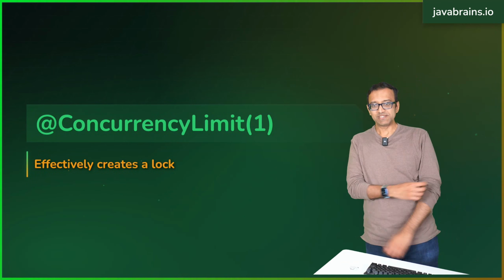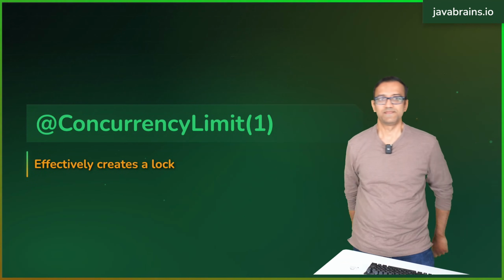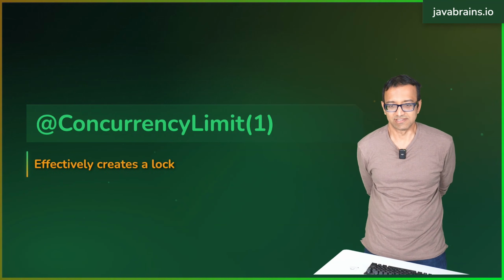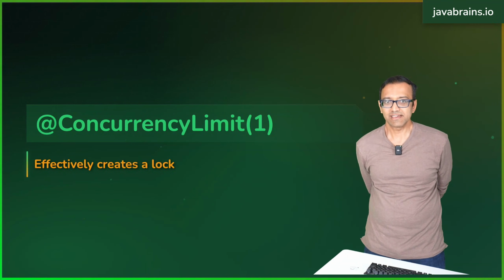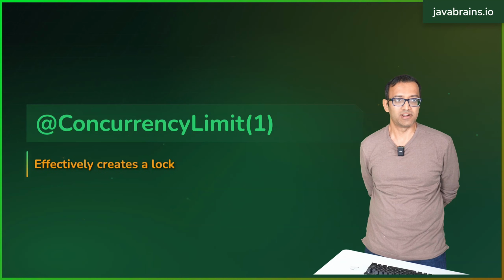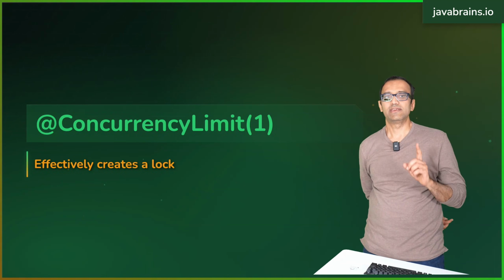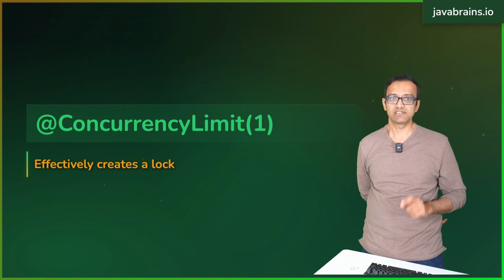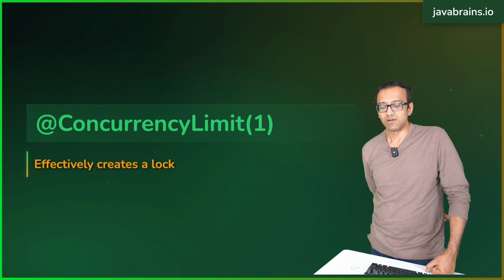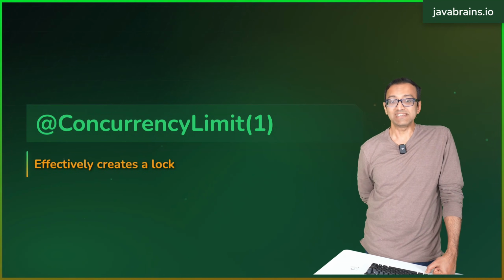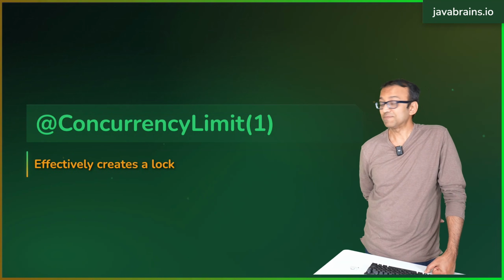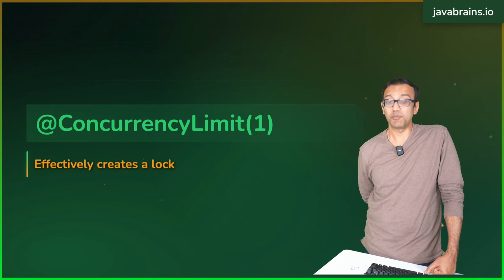Now, what happens if I set concurrency limit to 1? Suppose I do this. You're basically creating a lock. It's not a semaphore anymore. Only one at a time. Only one invocation can execute at a time. So this is one way to make something serial. You want something to be serial, execute one at a time, no matter who calls it.